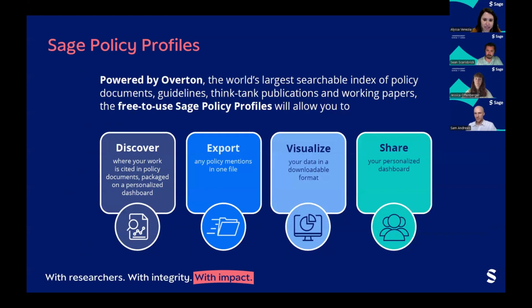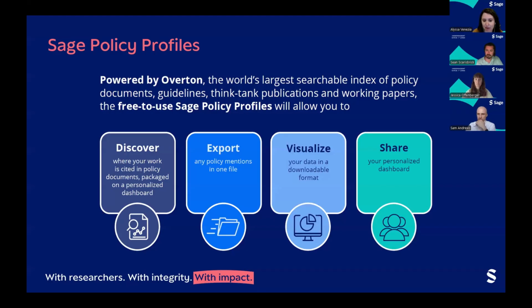And then I want to highlight Sage Policy Profiles, which has helped thousands of global researchers discover and track where their work is being cited in policy documents. It's also the only free-to-use tool that does so. The tool is user-friendly. It has a dashboard that allows users to export data, visualization, and slides that showcase the impact of their work. It's powered by Overton, which is the world's largest searchable index of policy documents. Since its launch, Overton and Sage have added over 6.8 million data points from 193 countries, and we're adding more every month. So anytime you go back to check it, you may see more of these citations and where your work has been cited in actual policy.